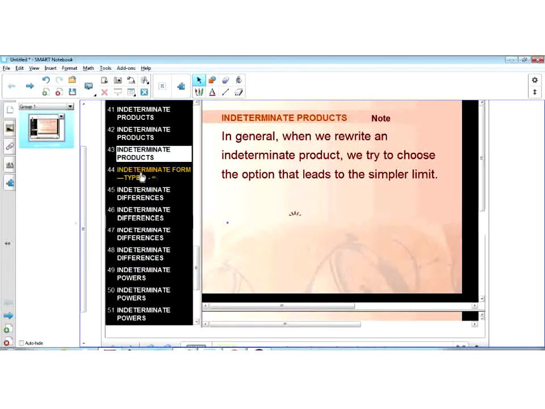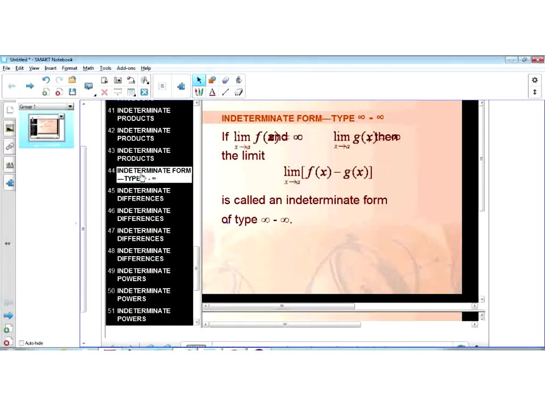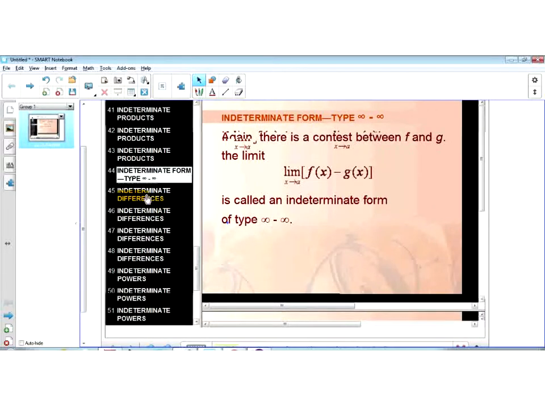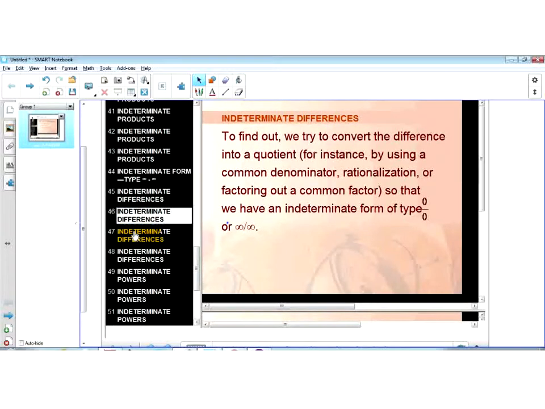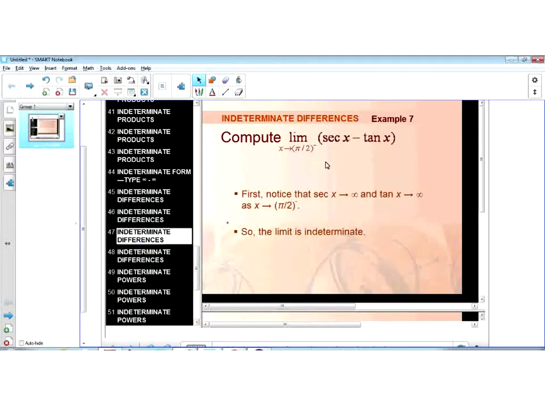Now other indeterminate form types: infinity minus infinity, not infinity times infinity. Infinity times infinity is determinate. It's not indeterminate, but infinity minus infinity is considered indeterminate. So again, you have to convert the difference into a rational function. So consider this limit.